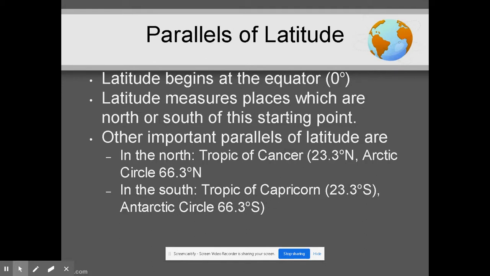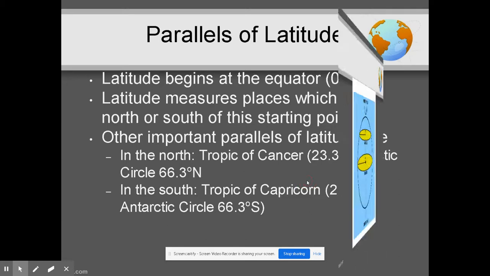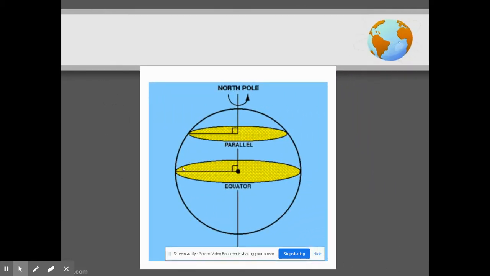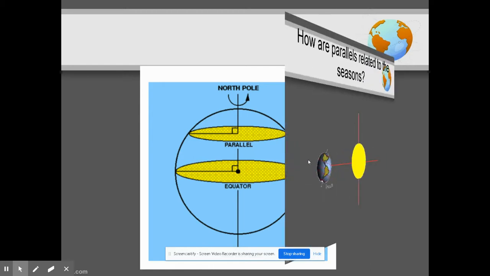So latitude starts at the equator. It's exactly halfway between the two poles, and it divides our planet into a northern and a southern half. There's the equator right there. Now remember, it's an imaginary line. You're not going to trip over this as you're heading down towards Brazil or the Congo. It's just this line that we have determined to be exactly halfway between the two poles.